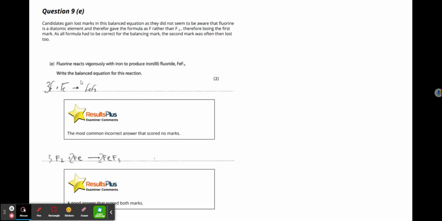Here's some examples. This one, like I mentioned, the most common incorrect answer is not to put the 2 after the fluorine symbol. Fluorine is a gas. It does exist as fluorine molecules. And then this one here is an example of a well-answered question. So have another look through that. If there's anything you're not sure about, have a look in particular at the comments in the examiner's report.